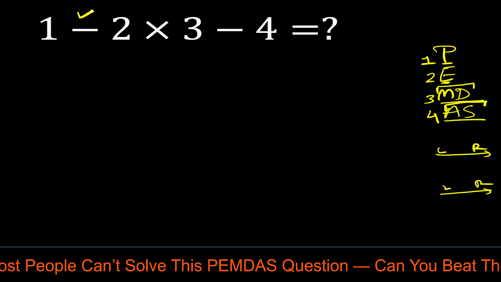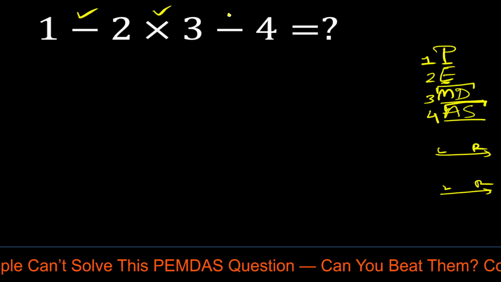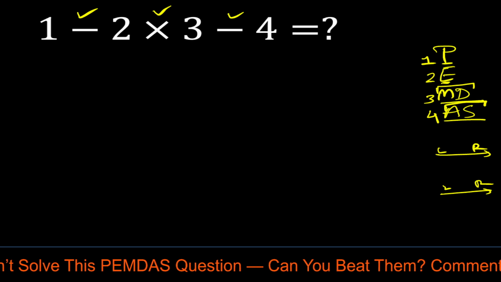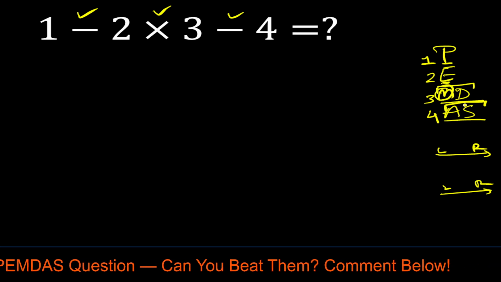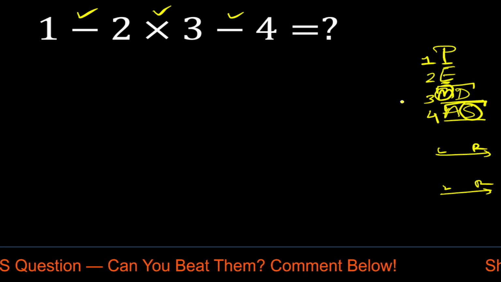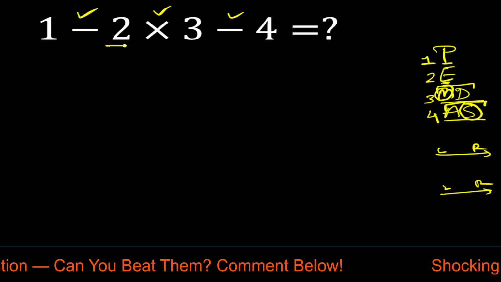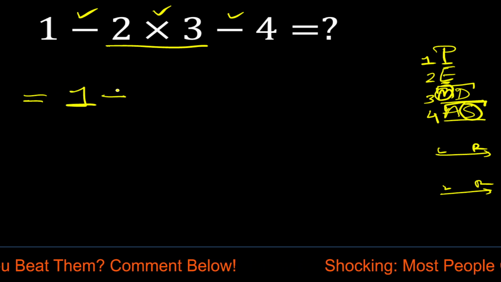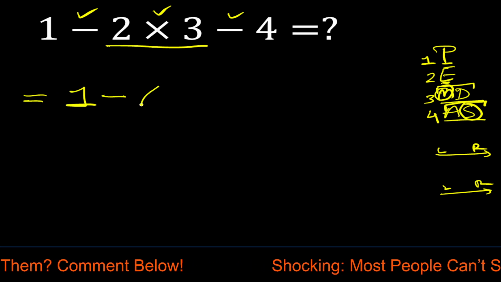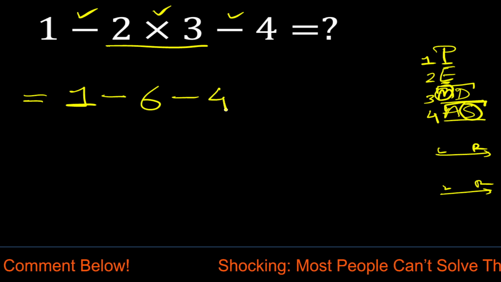So in this question, here we have subtraction, here multiplication, and here subtraction. So according to the PEMDAS rule, first we have to solve multiplication, then we have to solve subtraction, right? So first we have to solve this multiplication. So now 1 minus, now 2 times 3 is equal to 6 minus 4.